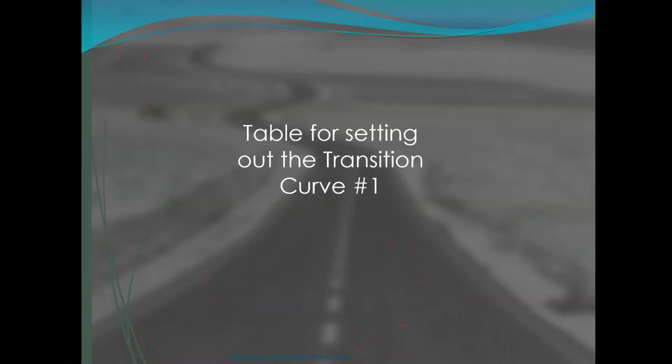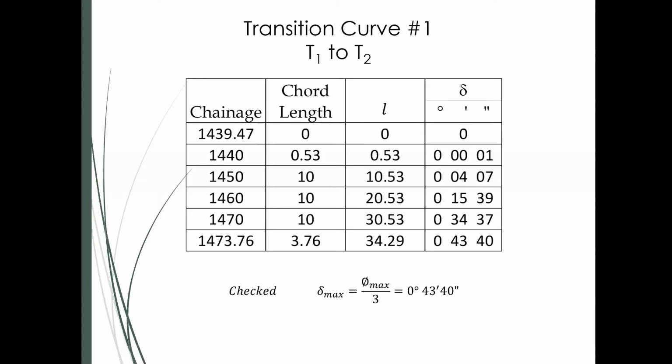Okay, let's prepare the first table, for the first transition curve. I'm going to call it transition curve number 1. That's from T1 to T2. So that's T1 and that's T2. And we were told that our interval for the transition is 10 meters, so we have 10 meters in there.